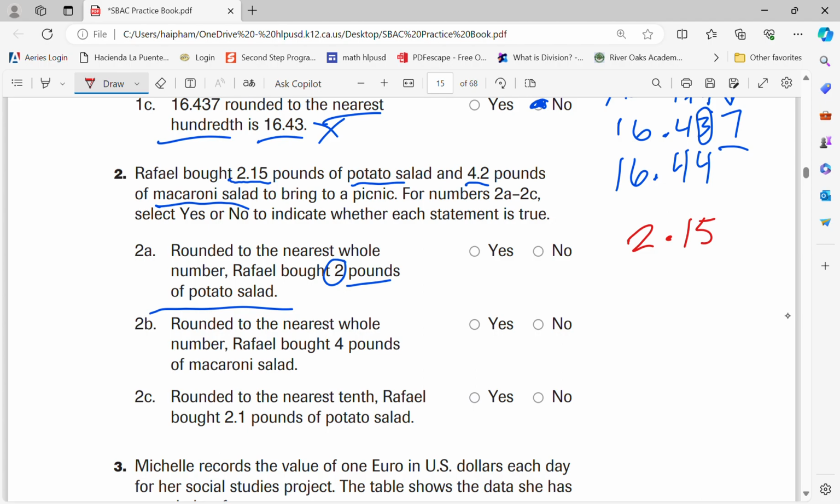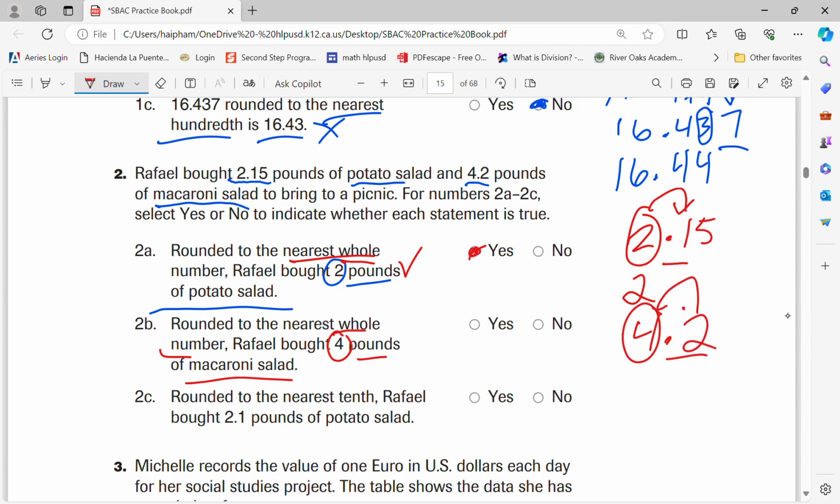And we are going to round to the nearest whole number, which is a 2. Underline the neighbor. Neighbor is a baby. We're going to leave it as 2. This makes the statement true. Looking at the next one, rounded to the nearest whole number. Again, we're looking at the whole number. Raphael bought 4 pounds of macaroni salad. Let's test out that 4.2 macaroni salad. Circle your whole number. The neighbor is a baby. We are going to let the rounded number rest again, which is a yes here.